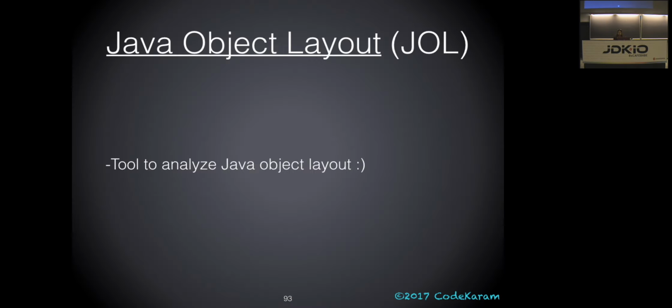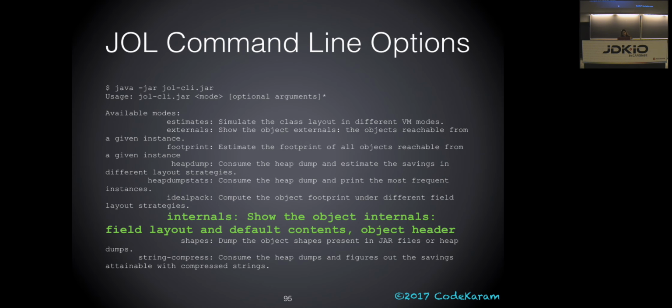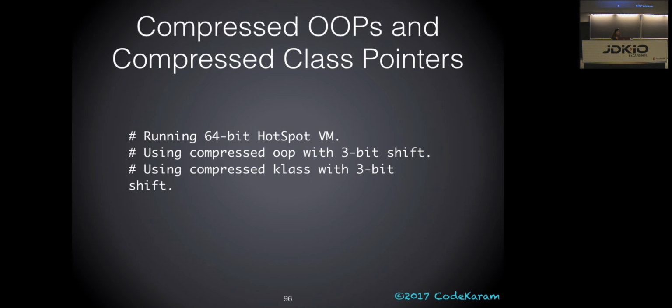With these in mind, let's look at the Java object layout in memory. There's a tool called Java Object Layout, JOL, and it's used to analyze Java object layout, of course. I'm only going to use one of the options here, called internals, to be able to see object internals, field layout, and default contents, including the object header. Okay? So when you run the tool, you'll get notifications like this. If you're using the 64-bit HotSpot virtual machine, by default, depending on your heap size, you'll get compressed oops with 3-bit shift and compressed class with 3-bit shift, okay?